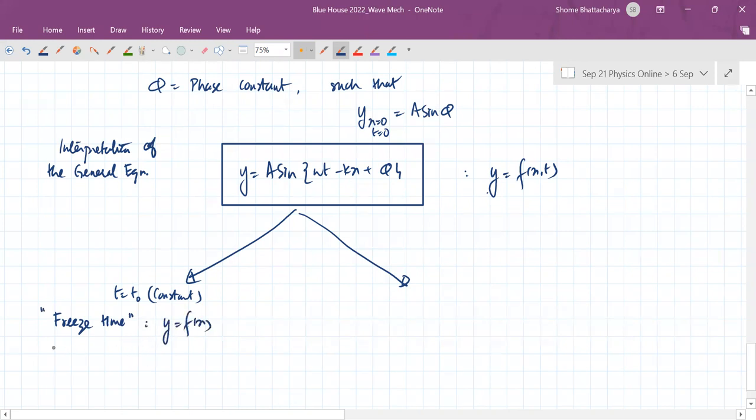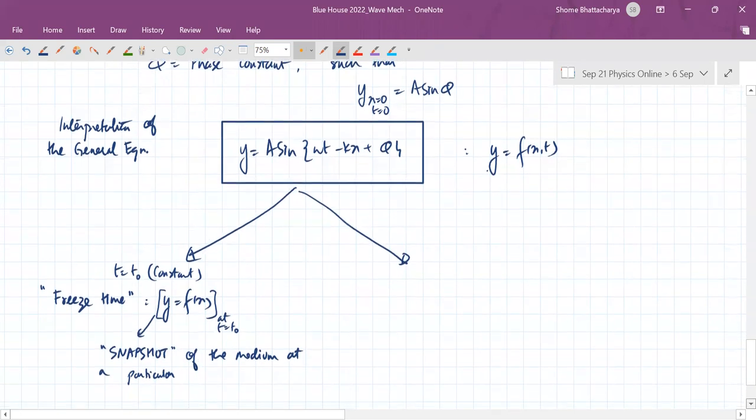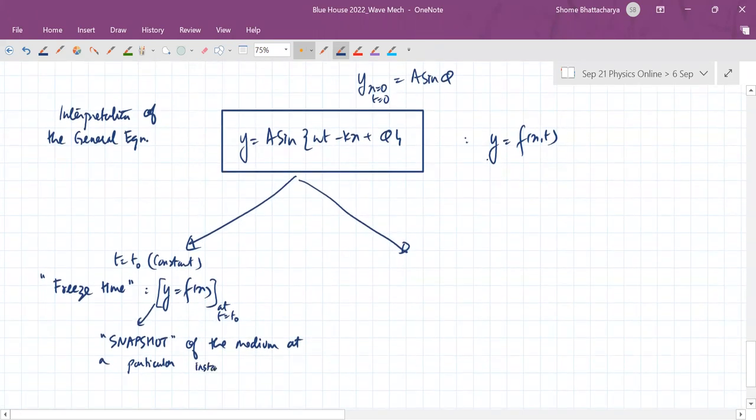So this y is a function of x at the particular instant t equal to t naught. This equation now represents a snapshot. When we freeze time, what we get from the equation is like a short picture of the medium at an instant of time, t equal to t naught.